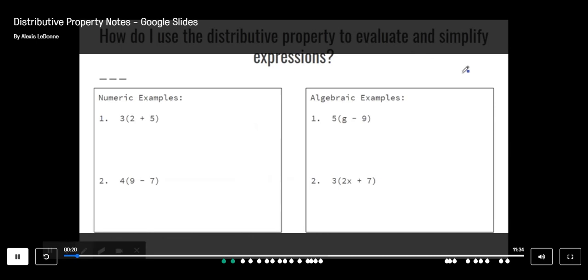So how do I use the distributive property to evaluate and simplify expressions? If you're looking at some numeric examples, we want to take this 3 and multiply it to everything inside of our parentheses. So we have 3 times 2, which is 6, 3 times 5, which is a positive 15. 6 plus 15 will give us 21.